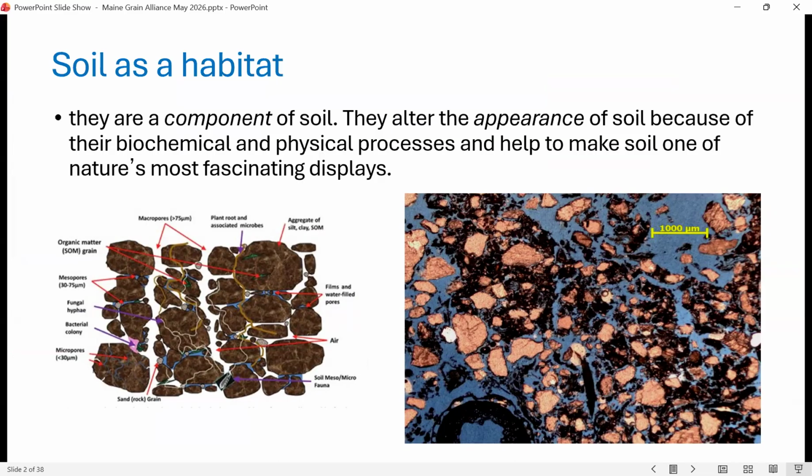So here's a couple photos of soil. The one on the right is actually soil from an old field, and the one on the left is more of a diagram to show the different features. But what I want to point out here is thinking about soil as a habitat for life. For life, we know all organisms are going to need some air, or oxygen. They need moisture, and also a source of energy, which we would typically just think of as food. So when we think about it, soil is providing all of those.